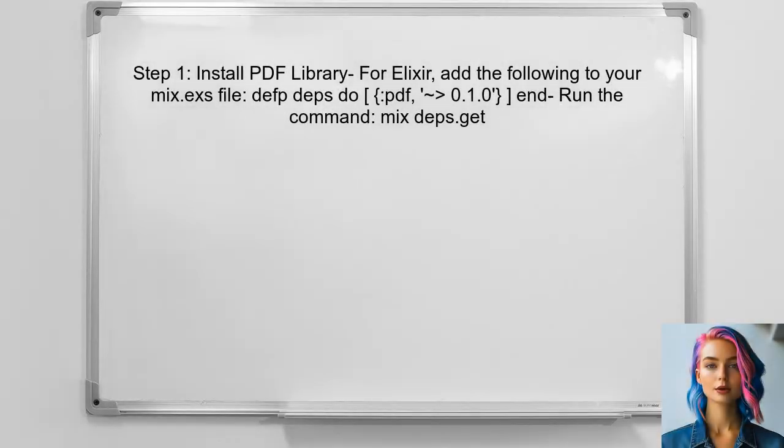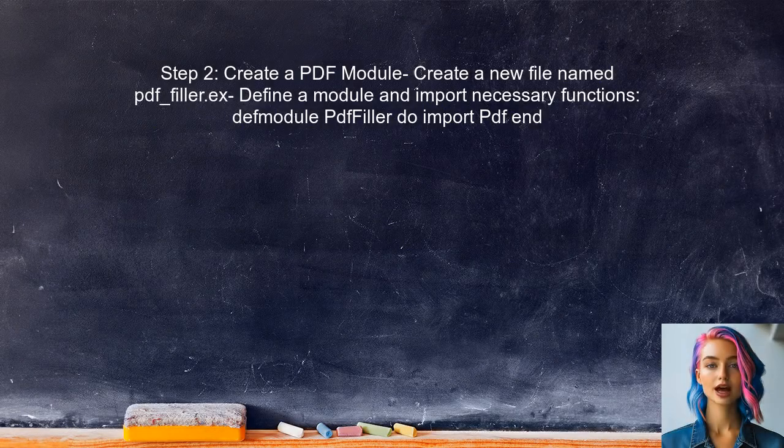To begin filling a fillable PDF in Elixir or Erlang, the user should first install a library that can handle PDF manipulation. A popular choice is the PDF library for Elixir. Next, the user needs to create a new module that will handle the PDF filling process. This module will utilize the functions provided by the PDF library.